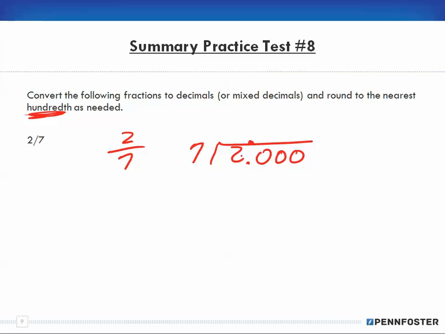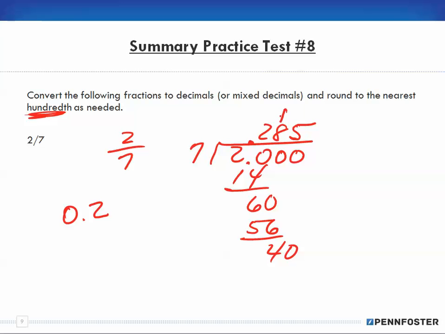And so 7 into 20 goes 2 times, that's 14. Remainder of 6, bring down a 0. 7 times 8 is 56, and I have 40. 7 into 40 goes, what, 6 times 7 is 42, so 5 times 7 is 35, so that's 5 times. I don't need to do the rest of the math because I'm rounding to the nearest hundredth. So I have 0.2, the 8 is in the hundredths, and I look at the thousandths, it's 5 or greater, so we round up. I round up to 9, my answer is 0.29.